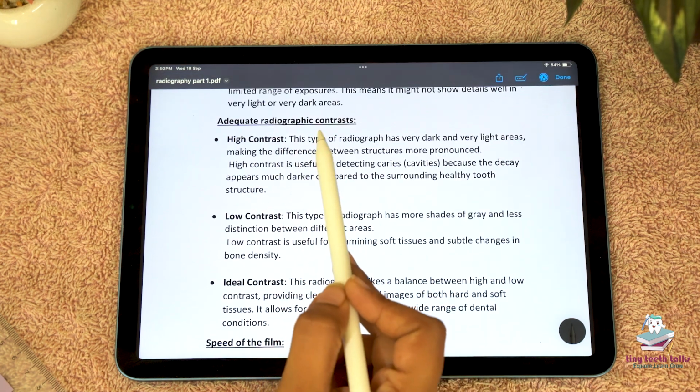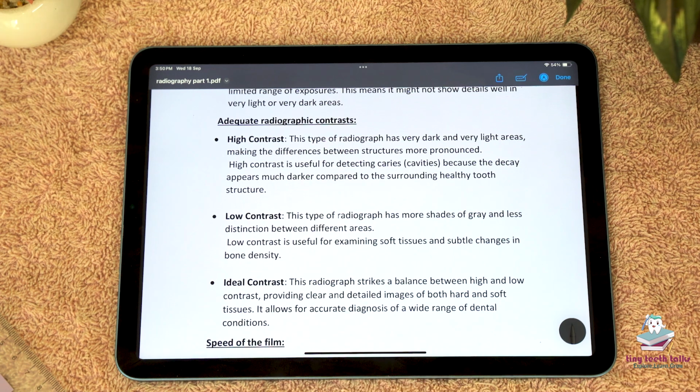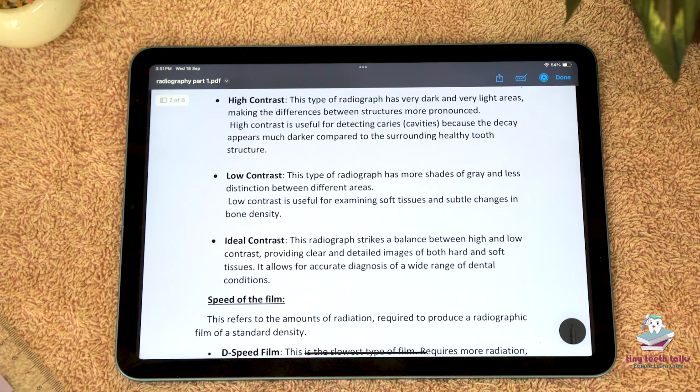Then adequate radiographic contrast. Contrast in dental radiography refers to the difference in the density or the degree of blackness between the different areas of a radiographic image. It helps to distinguish between the various structures and tissues in the mouth. There are three types of contrast: high contrast, low contrast and ideal contrast.